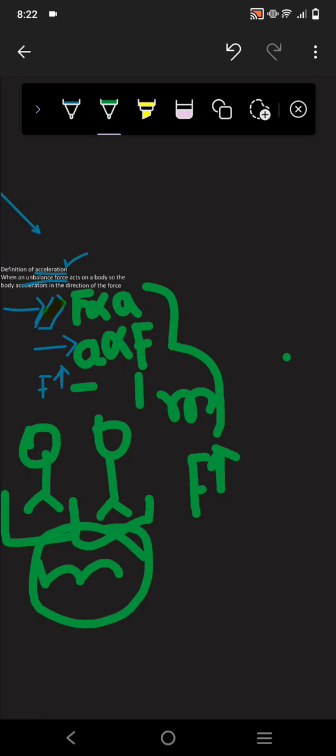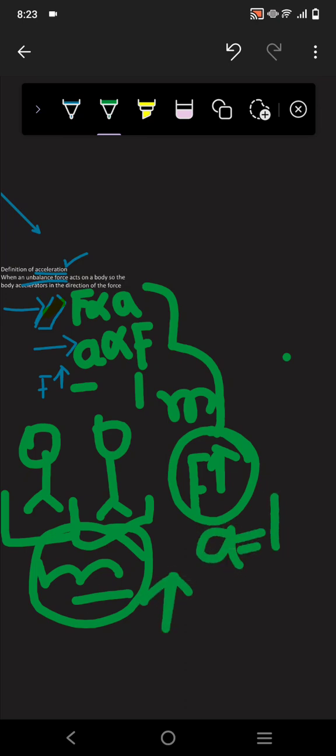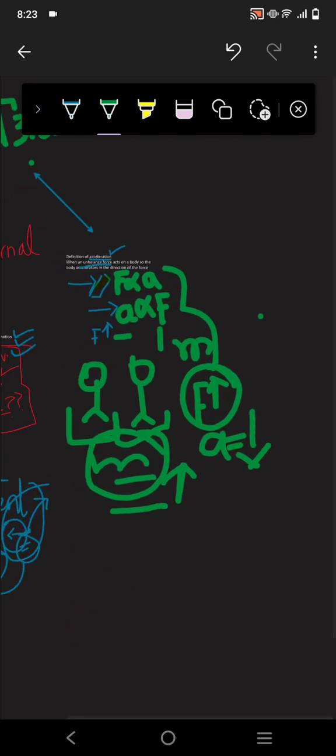Mass, like for example, you applied force, and due to the high mass the body is less accelerated, due to the mass. So we can say that acceleration is inversely proportional to mass.